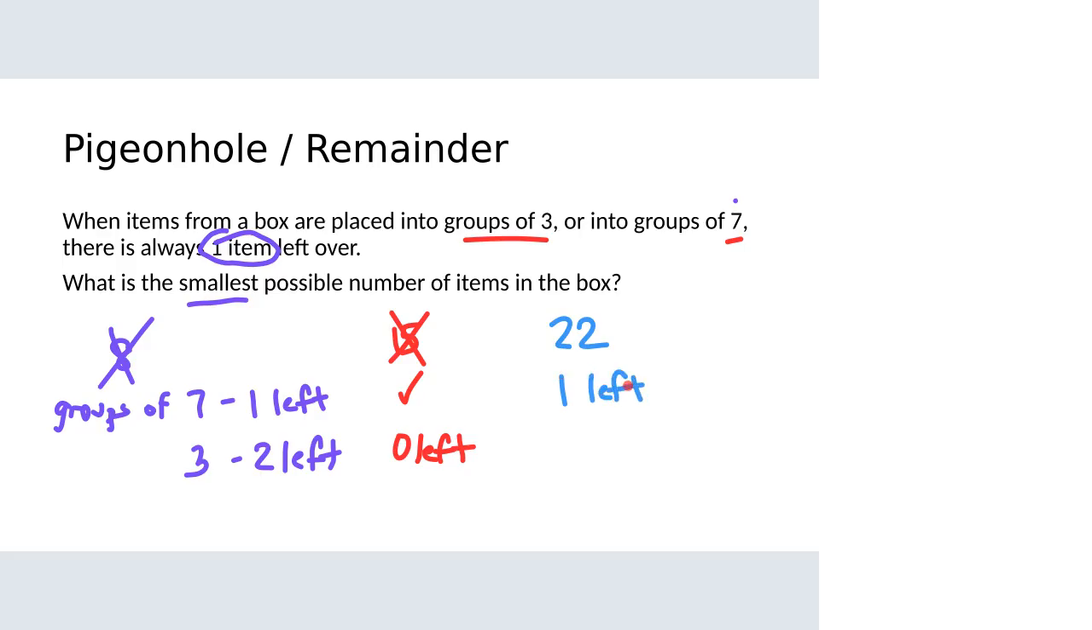And if I have groups of 3, 6, 9, 12, 15, 18, 21, 22, there's 1 left over. And so 22 is the smallest number of possible items in the box. There are other answers that would be correct here that are bigger than 22. So the fact that this said what's the smallest possible number of items in the box points us to just 1 correct answer.